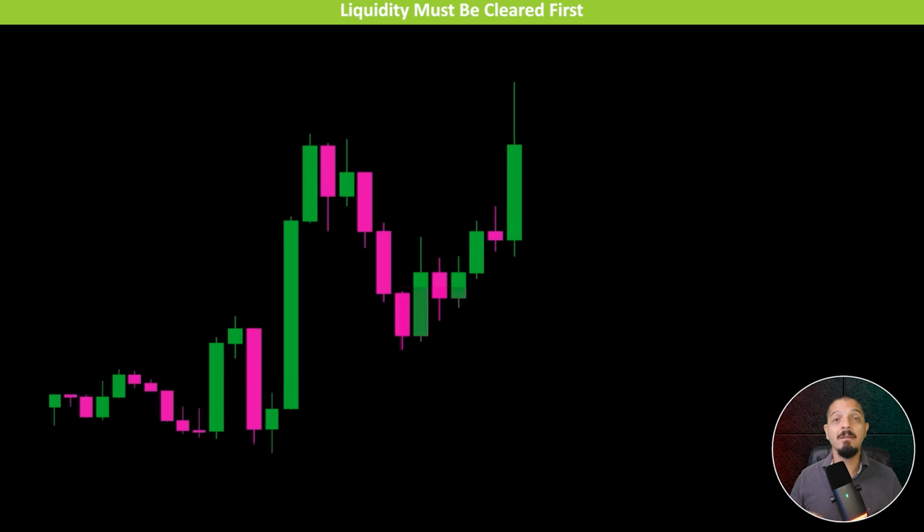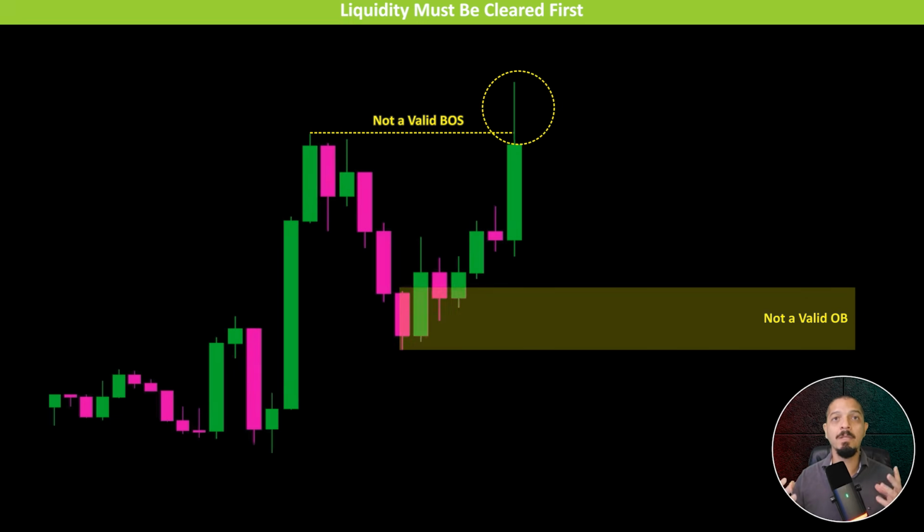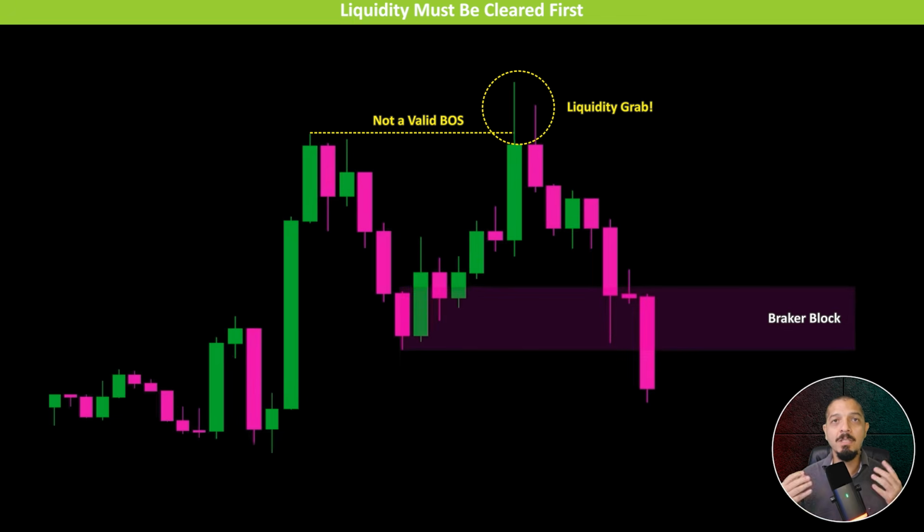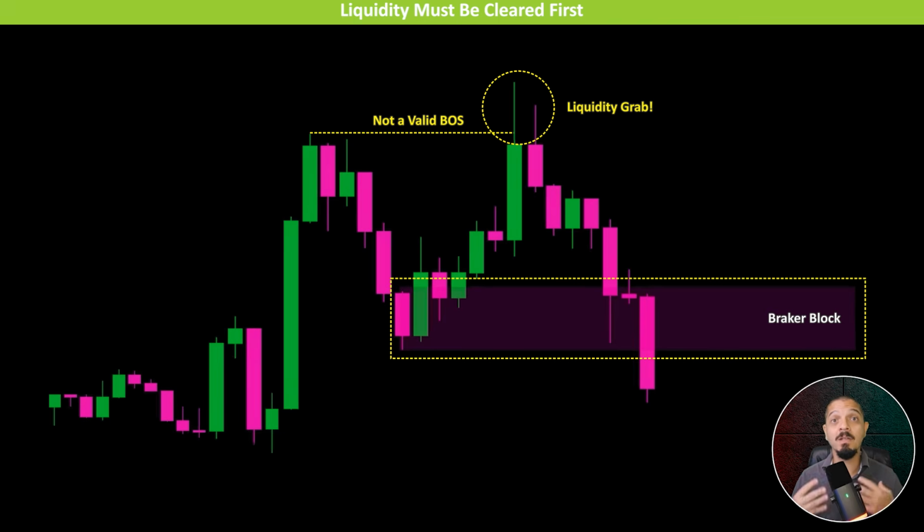When identifying a valid order block, the price must break and close above or below the recent swing high or low to confirm a proper break of structure. However, this condition does not apply to breaker blocks. When identifying a breaker block, the candle body does not need to close above or below the recent swing point.